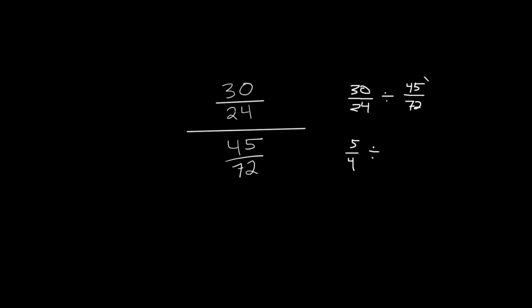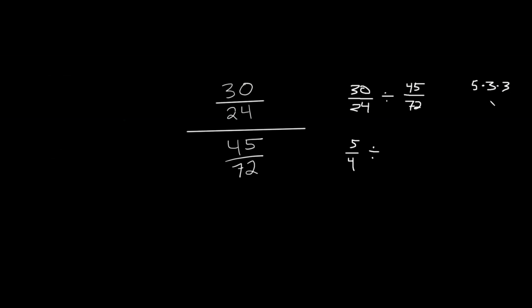And then these, the next fraction, 45 over 72, these are a little bit bigger. We can write out some factors. So 45 can be turned into 5 times 9. And 9 can be further simplified to 3 times 3. So 5 times 3 times 3.